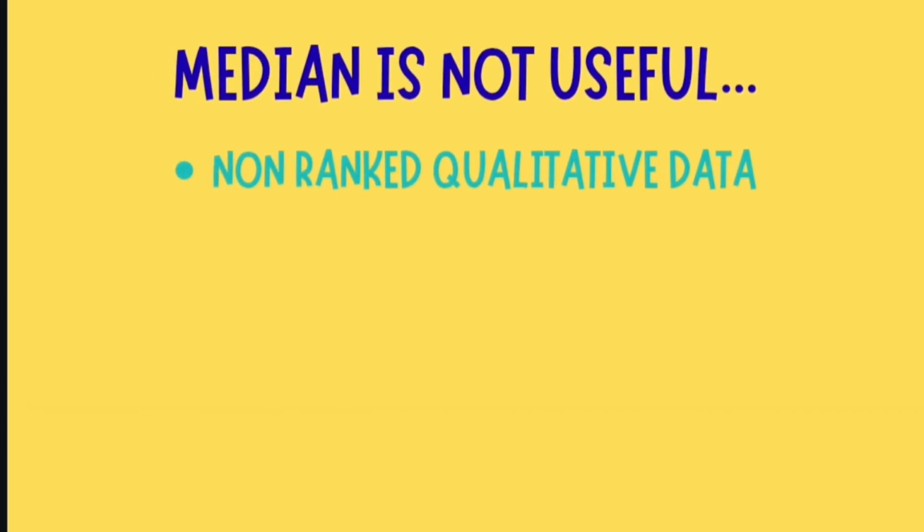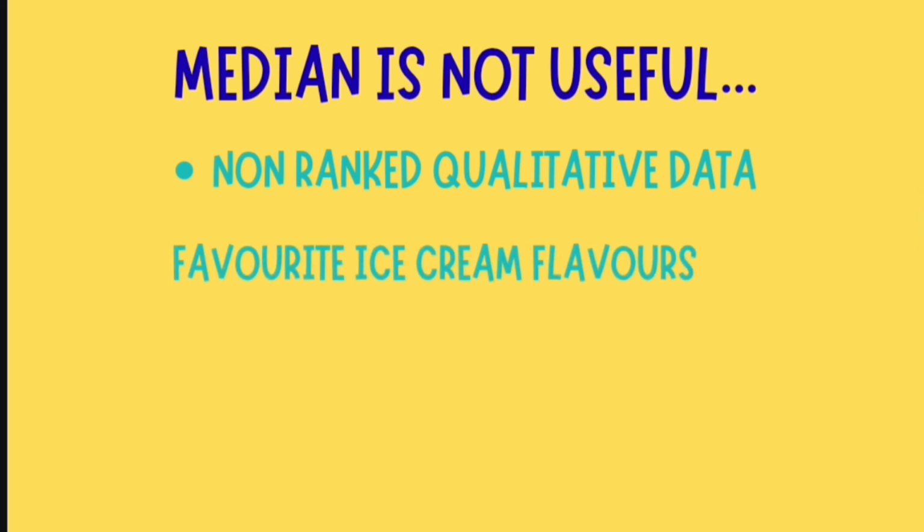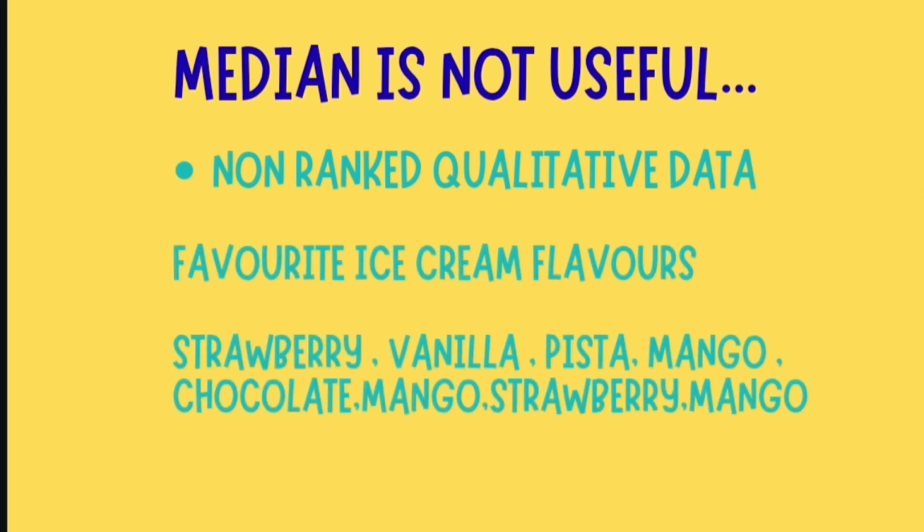Also, if your data is qualitative but cannot be ranked, then median will not be useful, friends. Suppose you are finding out the favorite ice cream flavors from a few of your friends, and here is the data that you collected. There is no way that you can arrange these flavors in any ascending or descending order. So in such cases, we can use mode.